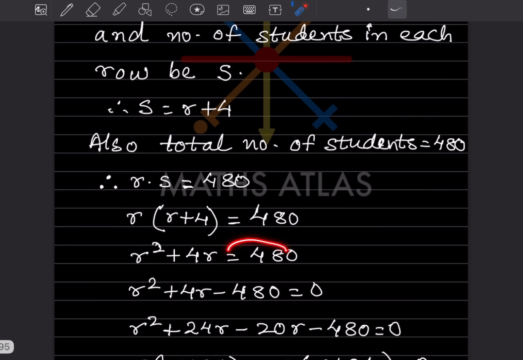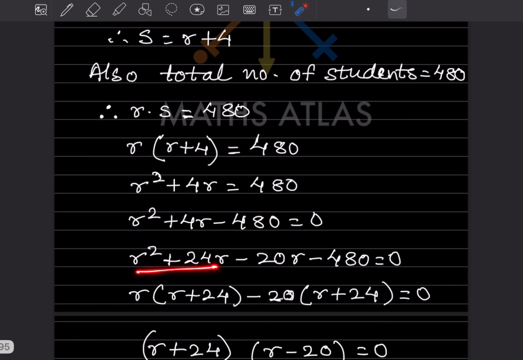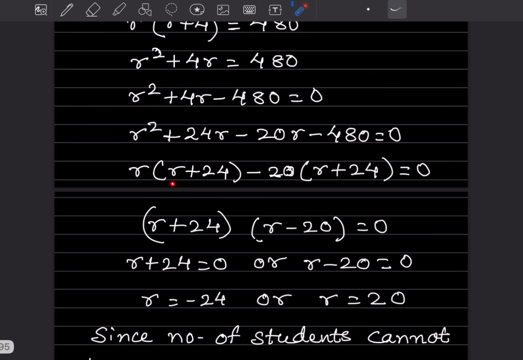If you bring this on this side, because this will be the quadratic equation, that will be minus 480 is equal to 0. Now we will take the factors of 480, because 1 into 480 will be the middle term. So that will be plus 24 minus 20, after taking the factors, minus 480 is equal to 0. We will group it. So R into R plus 24, this will be the same. Here it is 20 into R plus 24 is equal to 0. So R plus 24, R minus 20 is equal to 0.